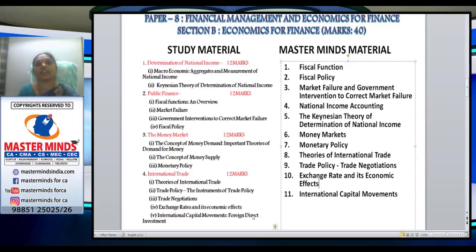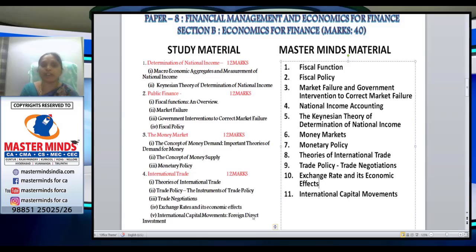In international trade, the board material has provided 5 units, but we made only 4 units. We have not deleted any topic provided by the board material or institute material. Just for simplification and understanding, we changed the titles. The first, theories of international trade, as usual we placed as the 8th chapter in our masterminds material.